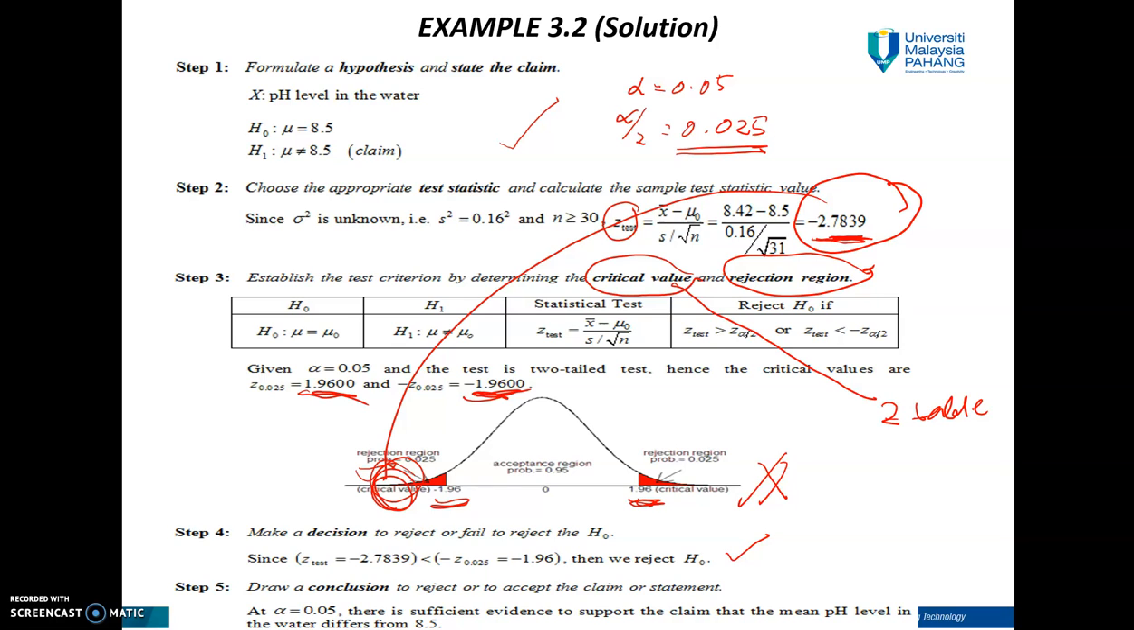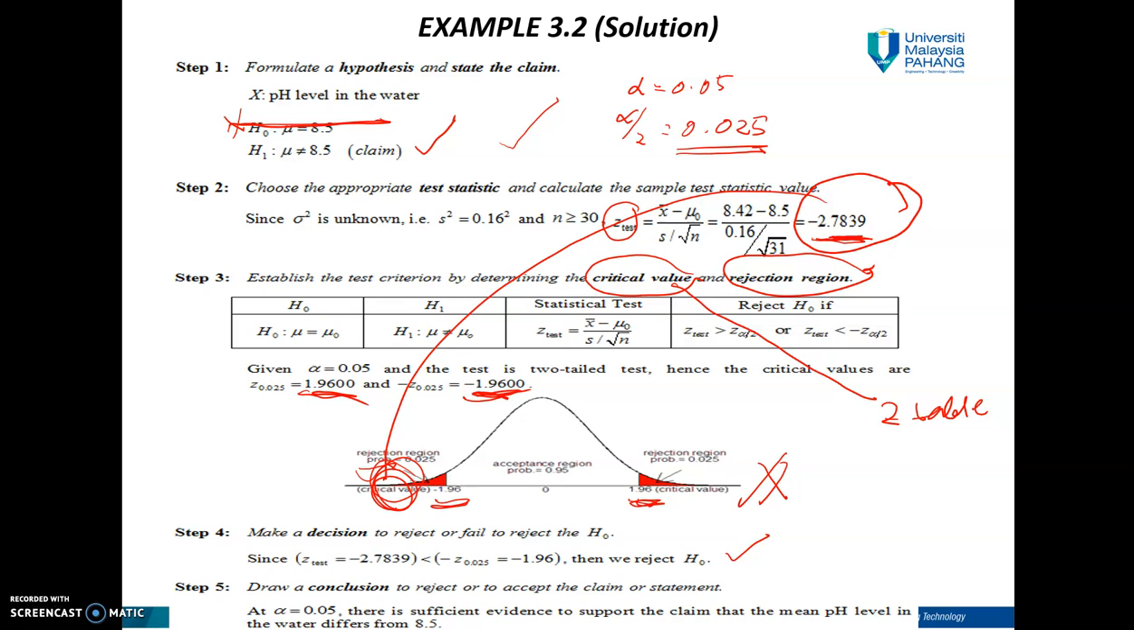Step number 5, draw a conclusion. So look here. When you reject H0, that means you remove this one. This is what you get. So alpha equal to what? You must put the alpha value. Alpha equal to 0.05. So do you have enough evidence to support the claim? You can see, because your claim is accepted, there is sufficient evidence to support the claim that the mean pH level in the water differs from 8.5.